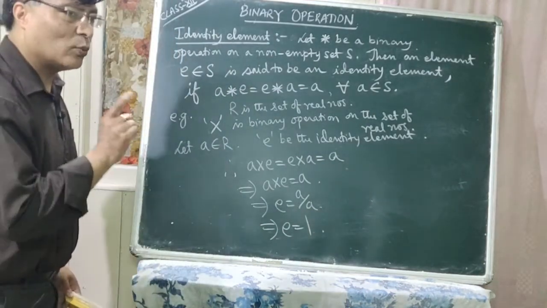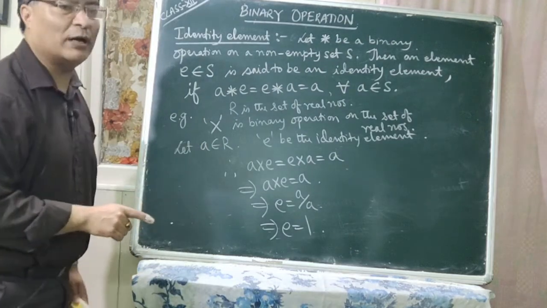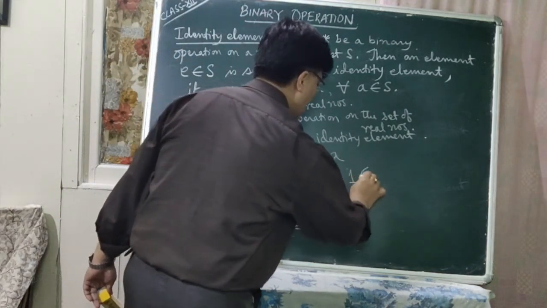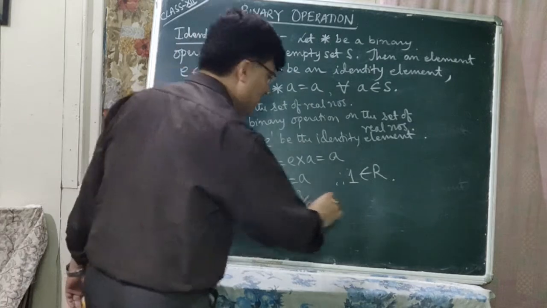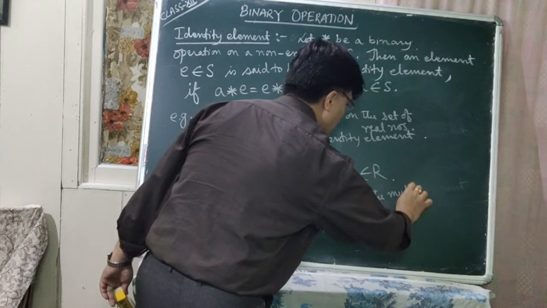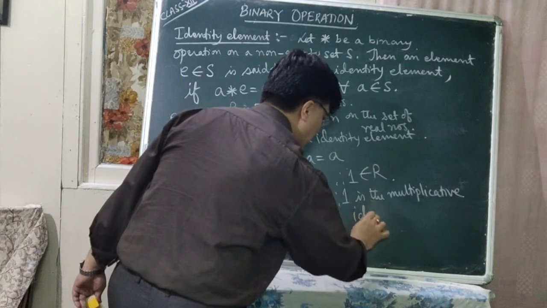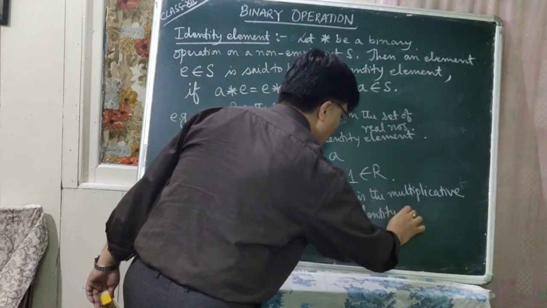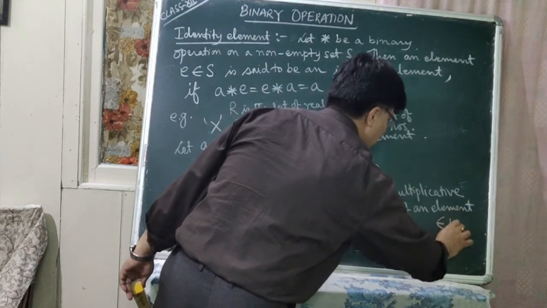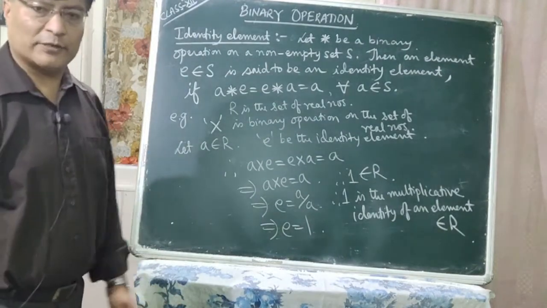So what is that 1? 1 is the multiplicative identity of an element in case of multiplication. Here 1 belongs to the set of real numbers, right? So 1 is the multiplicative identity of an element that belongs to the set of real numbers. I think you have understood it.